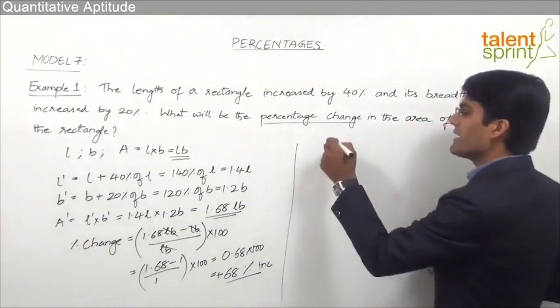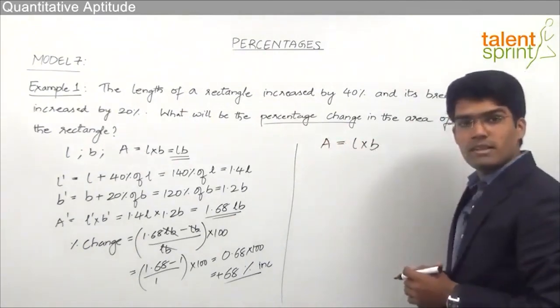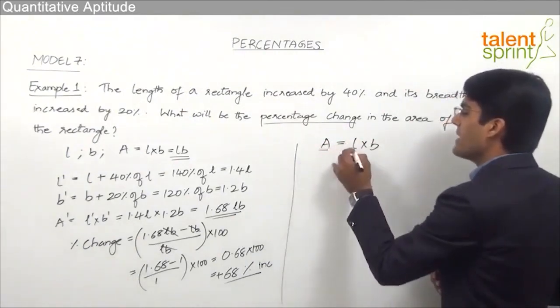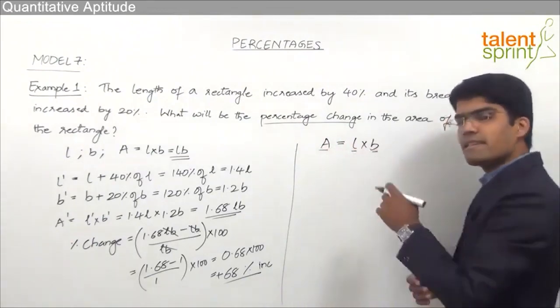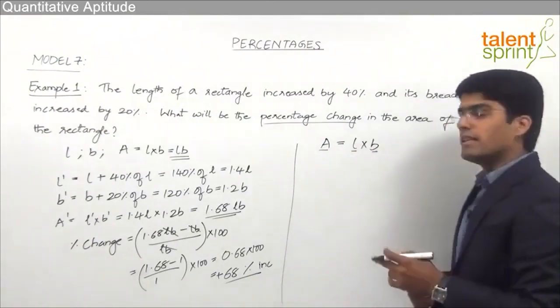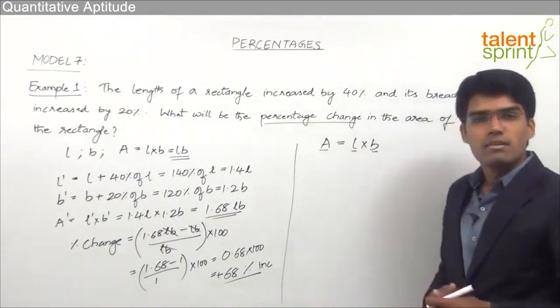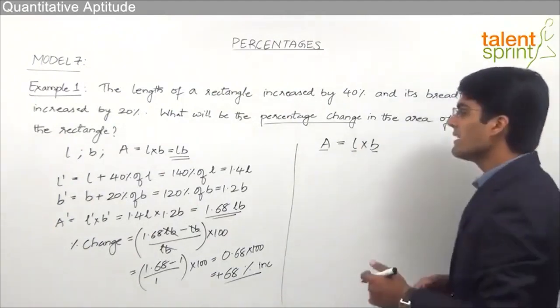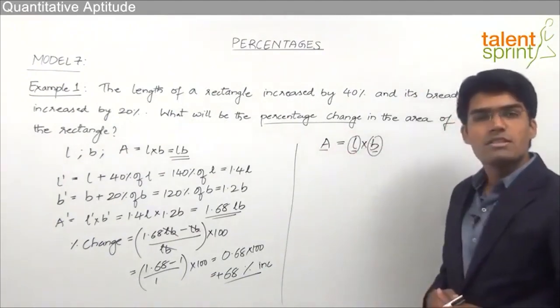If you try to understand the concept here, the area of a rectangle is L into B. That means the area of a rectangle is dependent on length and breadth. So as and when the length increases or decreases, the area will also increase or decrease respectively. And similarly, as and when the breadth increases or decreases, the area will be increasing or decreasing respectively. That means very clearly the area is dependent on change in length as well as the change in breadth.